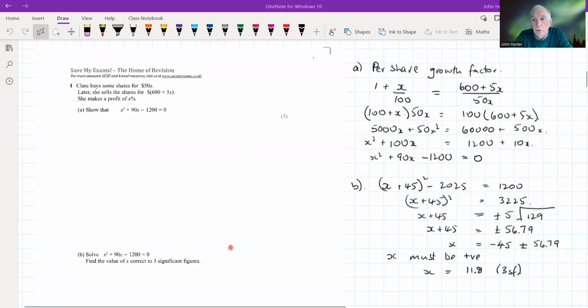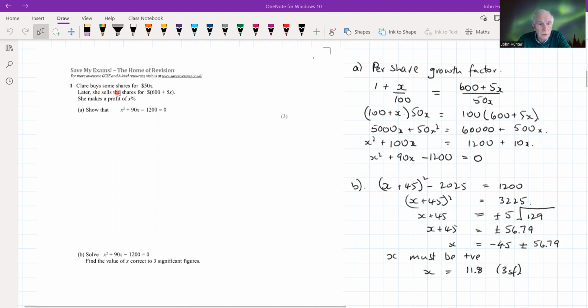Righto, this is a set of worked examples for Edexcel IGCSE. This is courtesy of Save My Exams. It's their Gold P2, so quite a good set of questions. So let's go straight in.